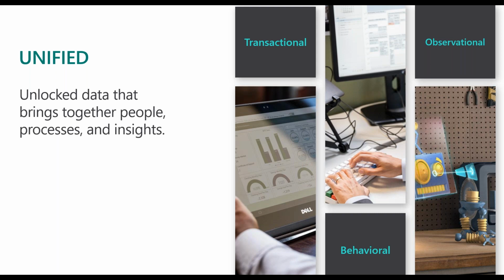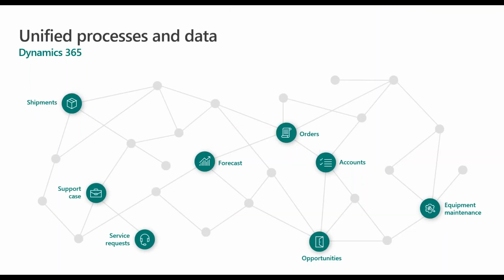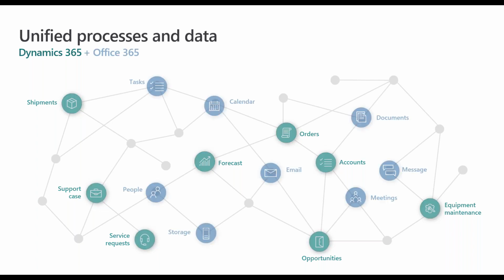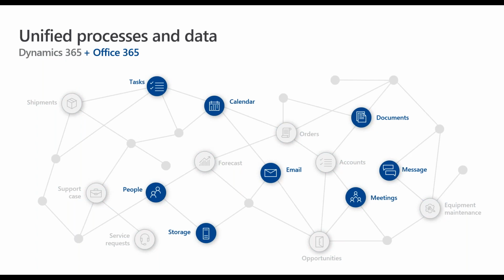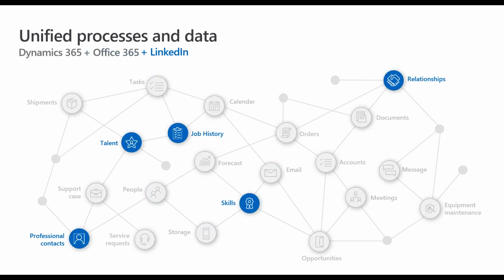So when you look at the data points, if I start off with Dynamics 365, you've got things like accounts, orders, support cases. If I move on and look at Office 365, I have things like tasks, calendar, email. So they're all different things that people are doing, and it is all about bringing them together. Even when I grab LinkedIn, you're looking at talent, skills, relationships, and it's bringing those processes and data together.